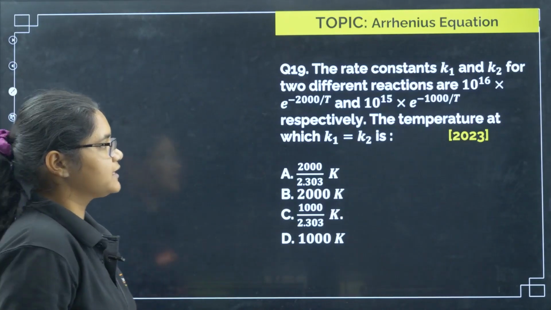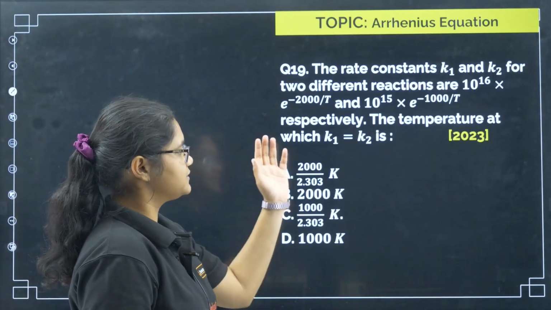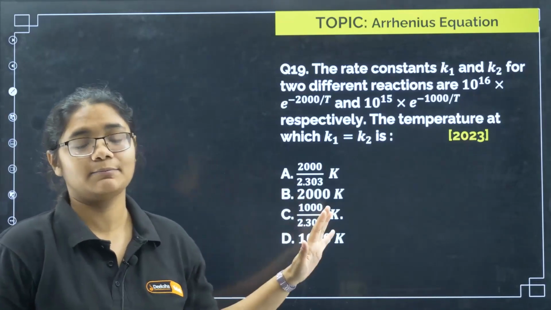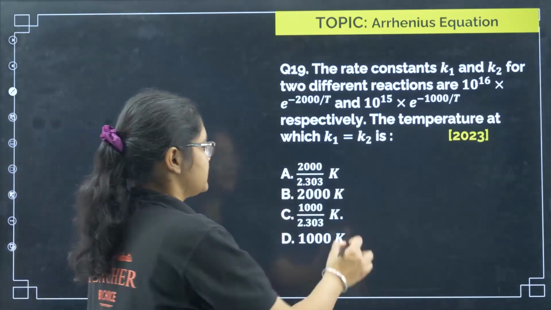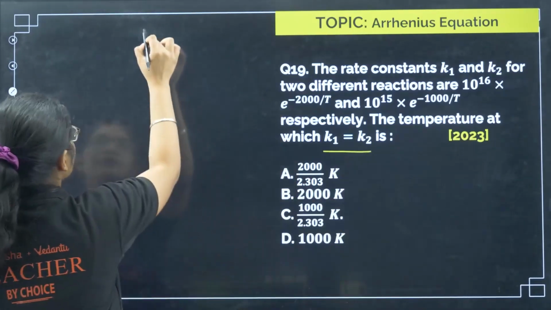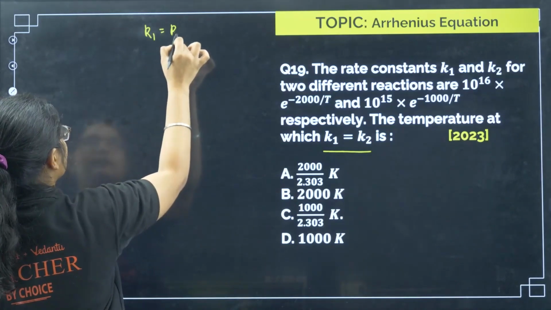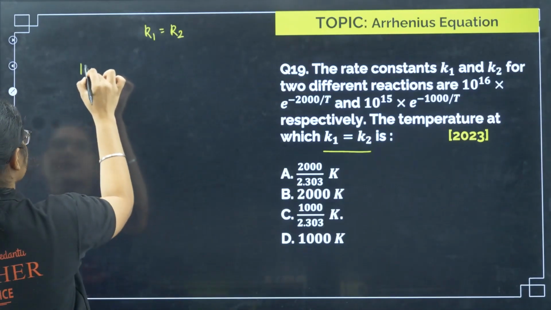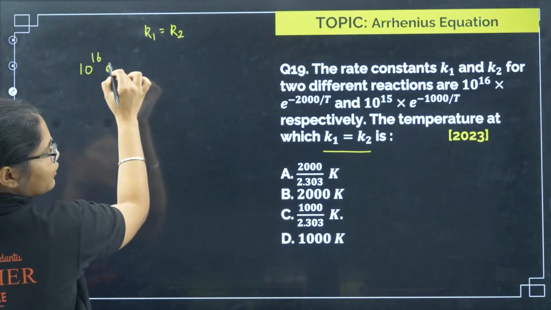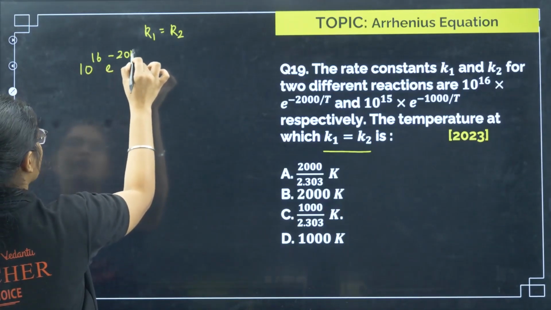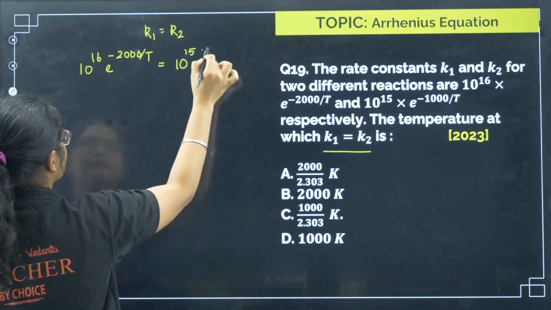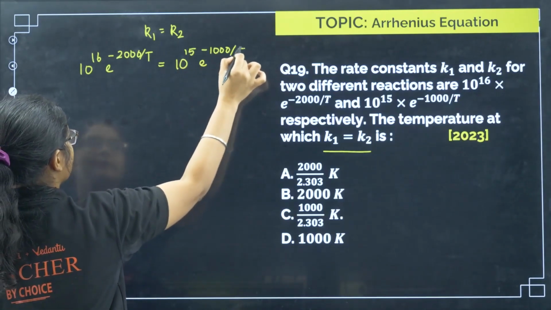Next, the rate constants K1 and K2 for two different reactions are given. Find the temperature at which K1 is equal to K2. This is also a very important question and a previous year question. So K1 is equal to K2. Let me write down K1 is equal to K2. So K1 is 10 to the power of 16 into e to the power of minus 2000 by T, is equal to 10 to the power of 15 into e to the power of minus 1000 by T.